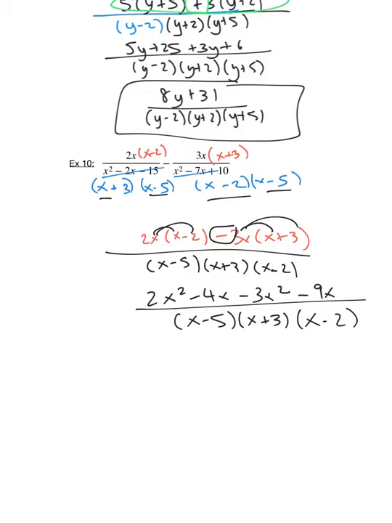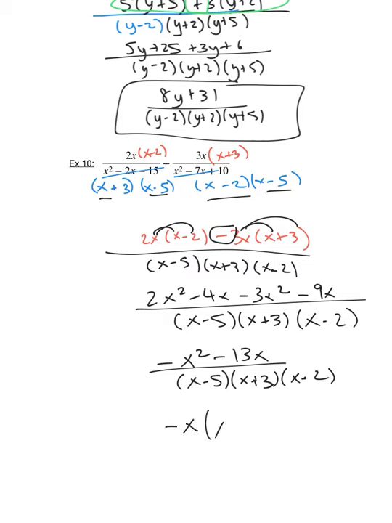And I'm going to combine like terms. So I have 2x squared minus 3x squared, which is negative x squared, and negative 4x minus 9x is negative 13x over the denominator. And I notice my numerator has a GCF of x. So I'm actually going to pull out a negative x, because we kind of prefer to keep it that way, to keep the binomial with the positive x. So negative x times x minus 13 would be my numerator, and there's my denominator.